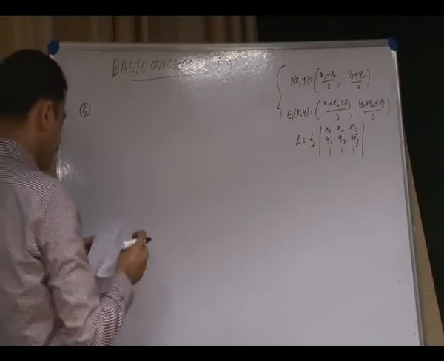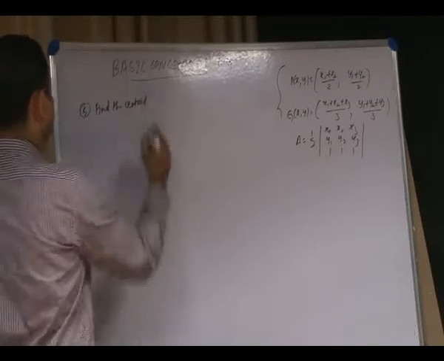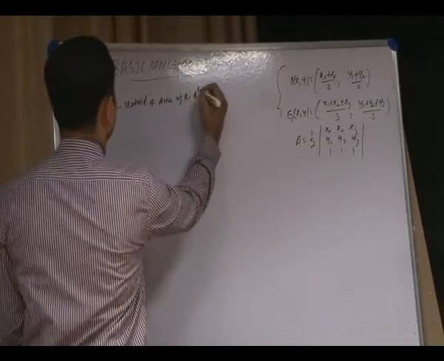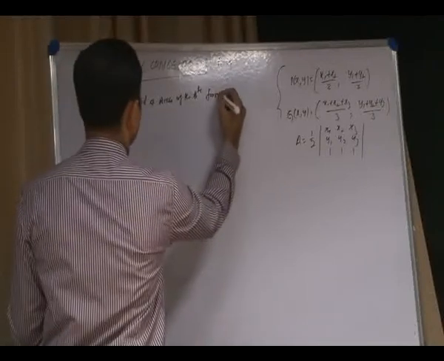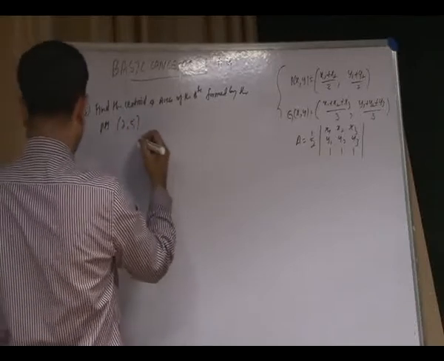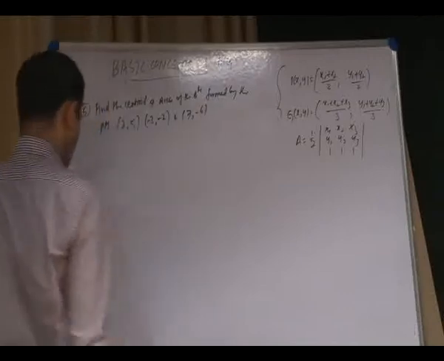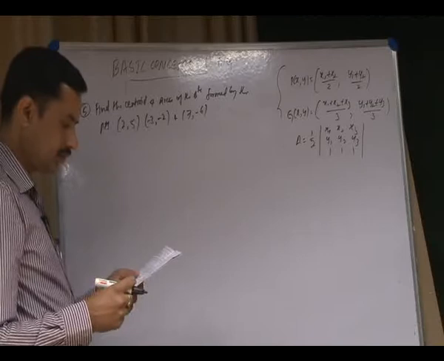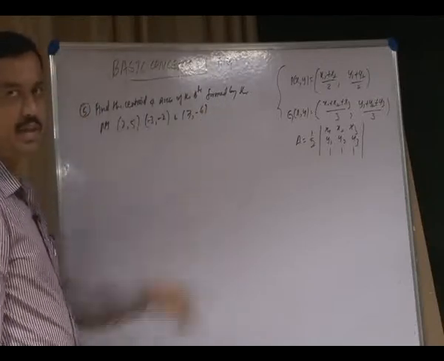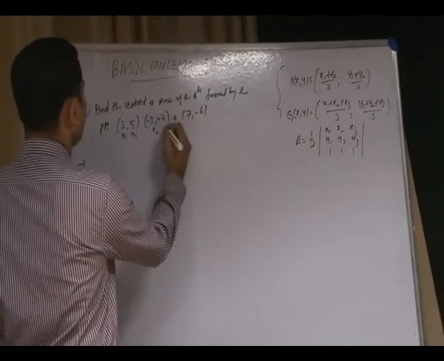Next problem, find the centroid and area of the triangle formed by the points, say (2, 5), (minus 3, minus 2) and (7, minus 6). So here we have to find both the coordinates of the centroid of the triangle and also the area of the triangle. First I will consider the given points as A, B, C, whose coordinates are x1, y1, x2, y2, x3, y3.